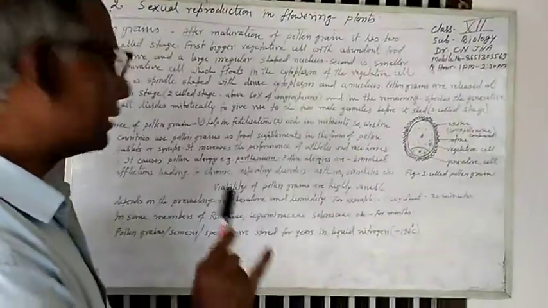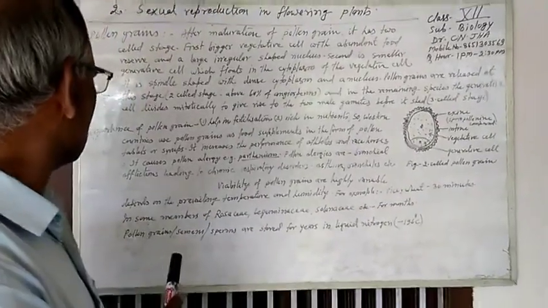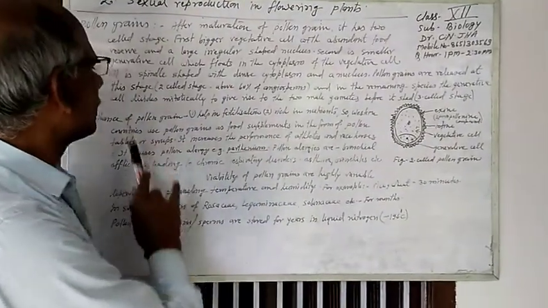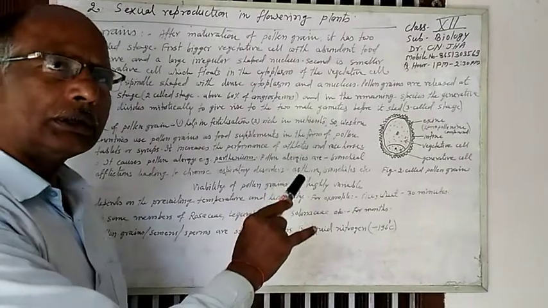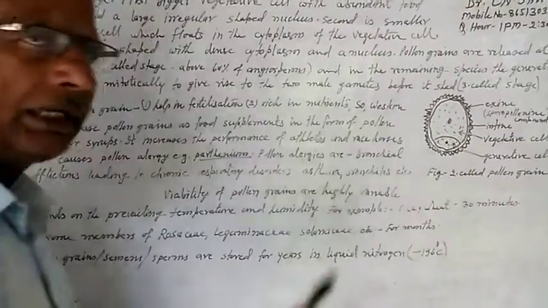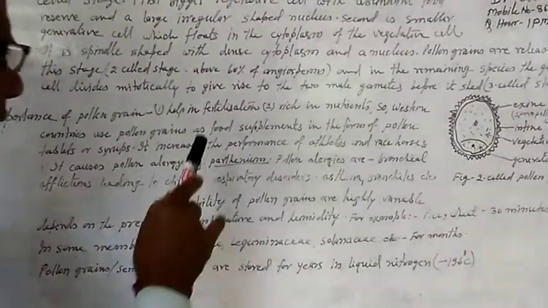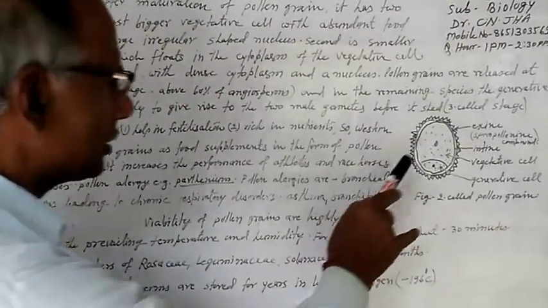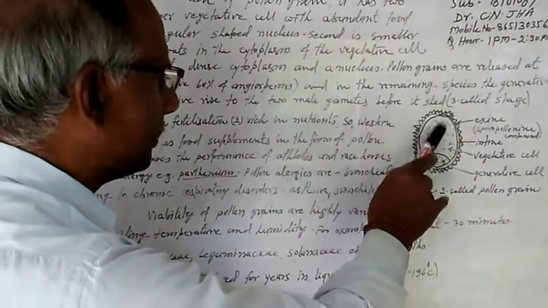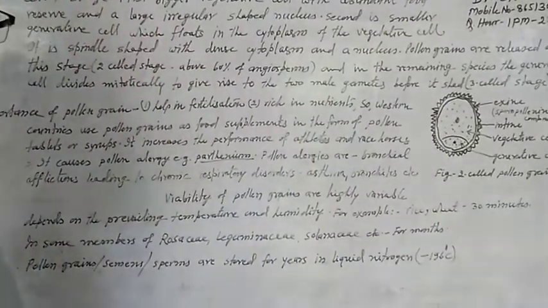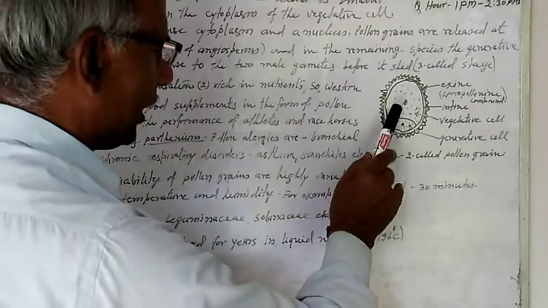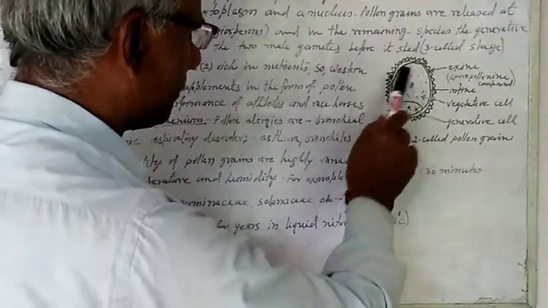These are the pollen grains. The importance of pollen grains: since it is the male gamete, it helps in fertilization. Second, it has much nutritive value. Very much reserve nutrients are present in the pollen grains.